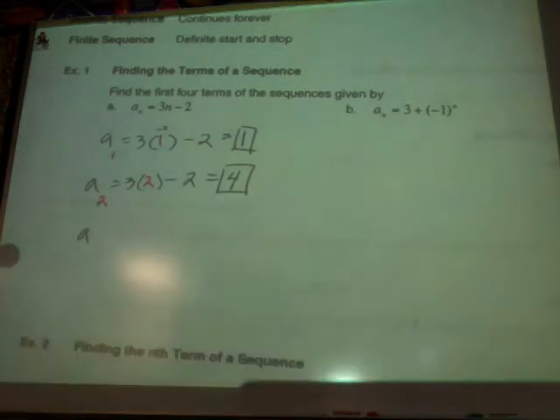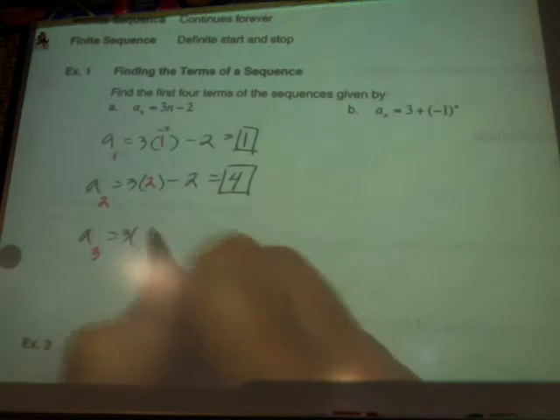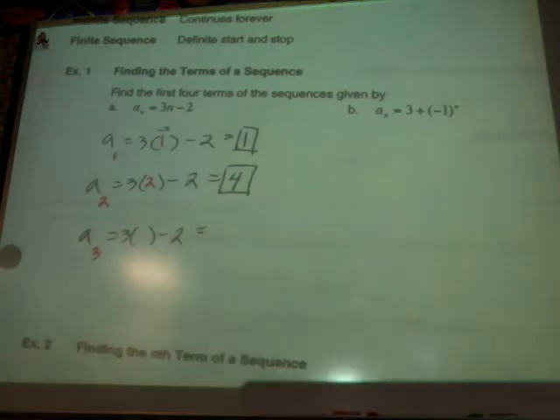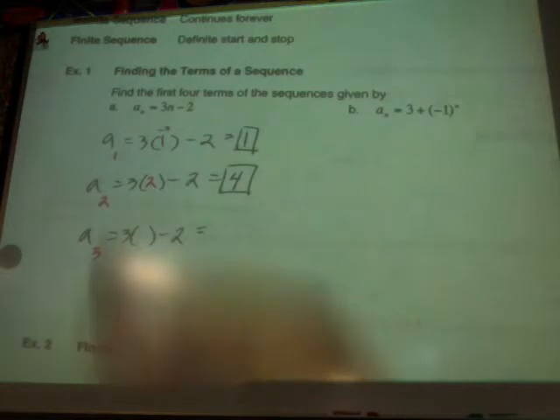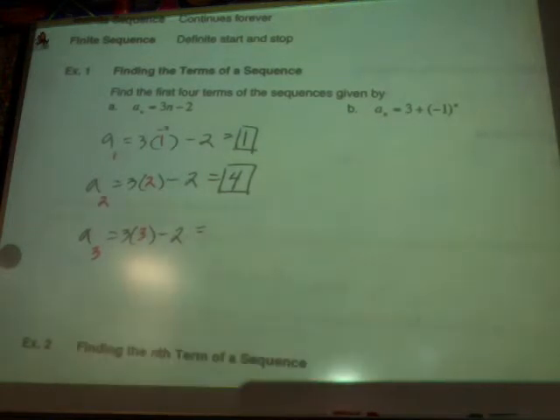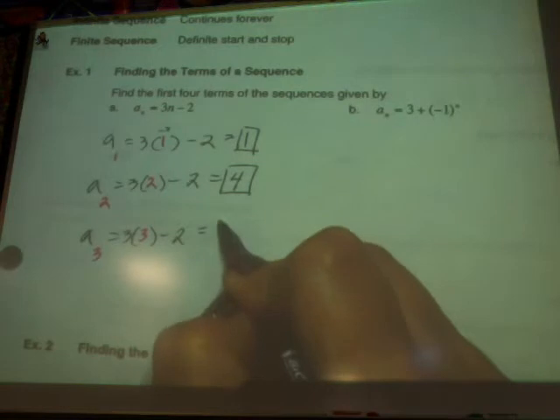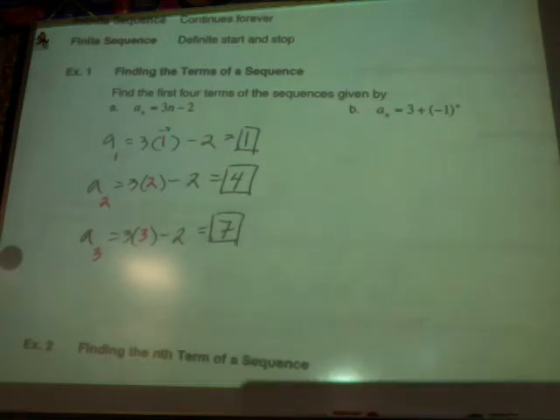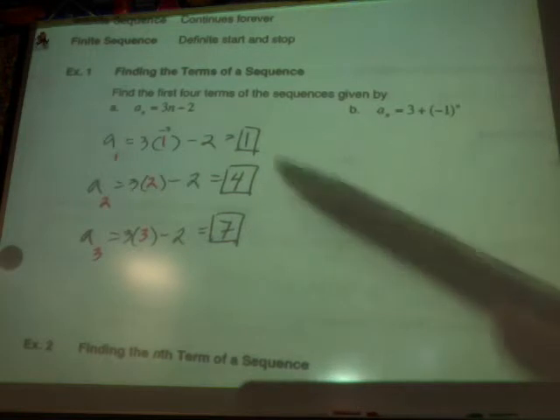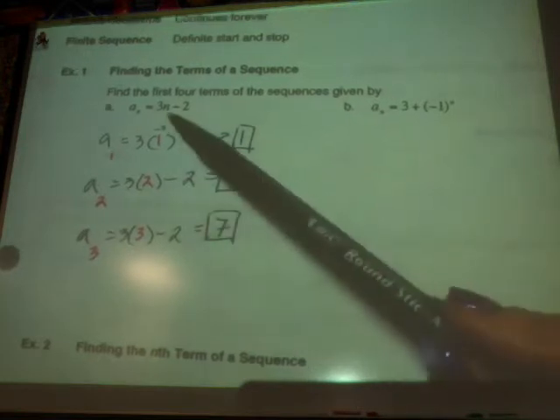A sub 3. I want to see this work. Putting 3 in, so 3 times 3 is 9, minus 2 is 7. And by the third term of the sequence, you should start to see a pattern of some sort, typically. What's happening here? Yeah, we're increasing by 3, and notice that what's in front of n is 3.